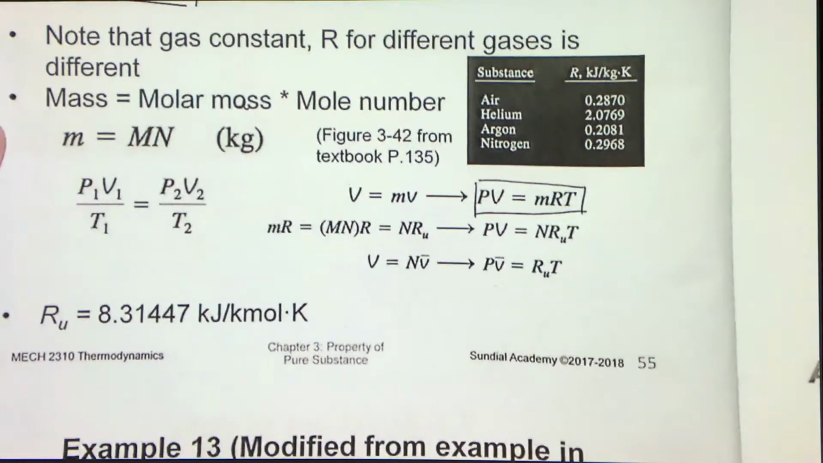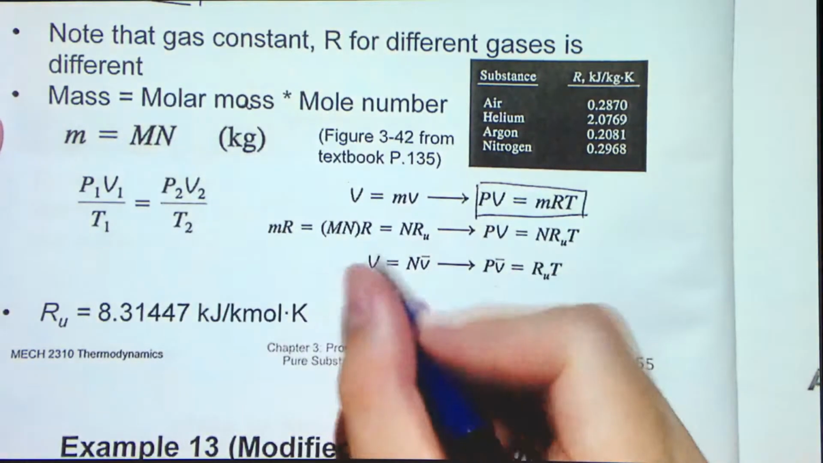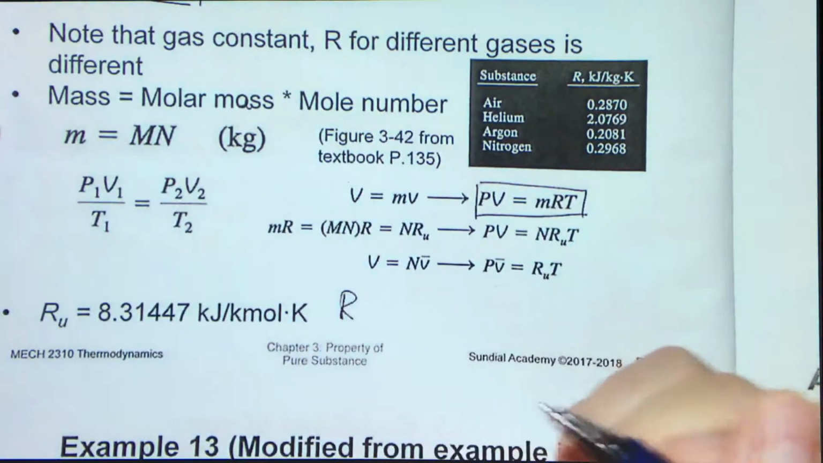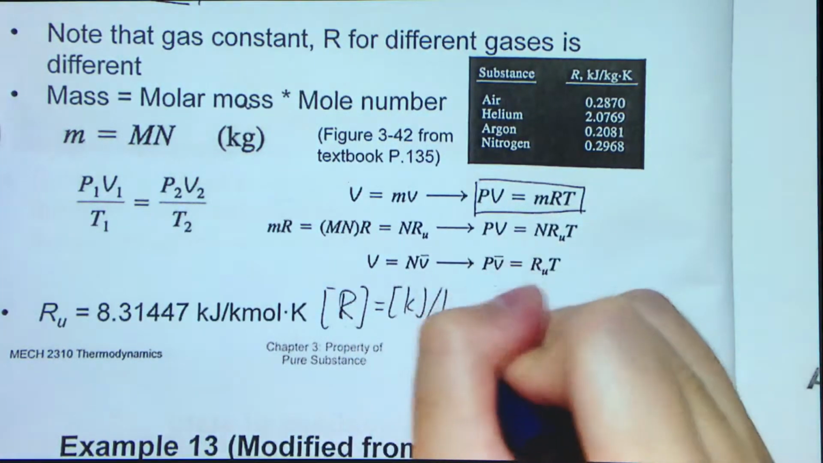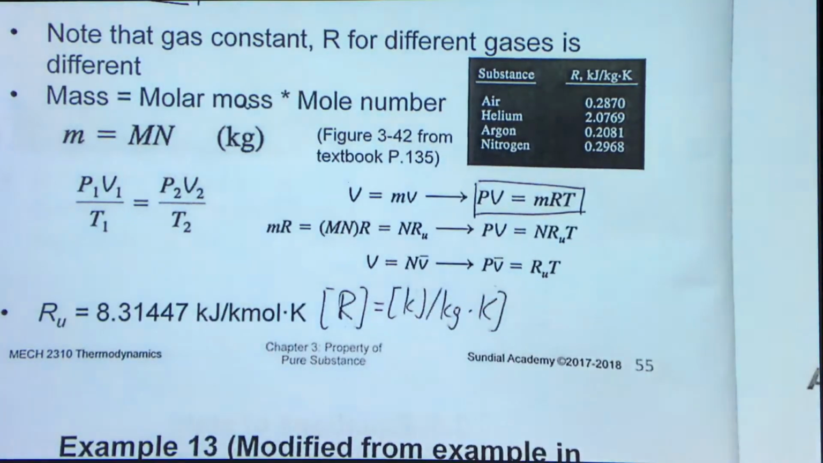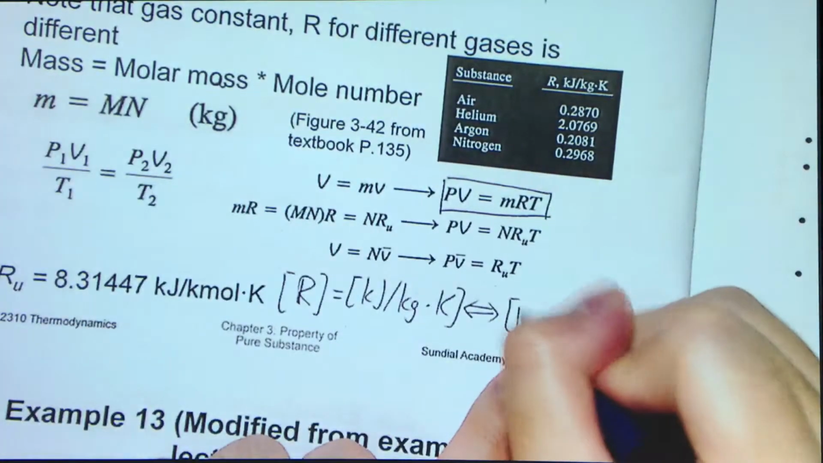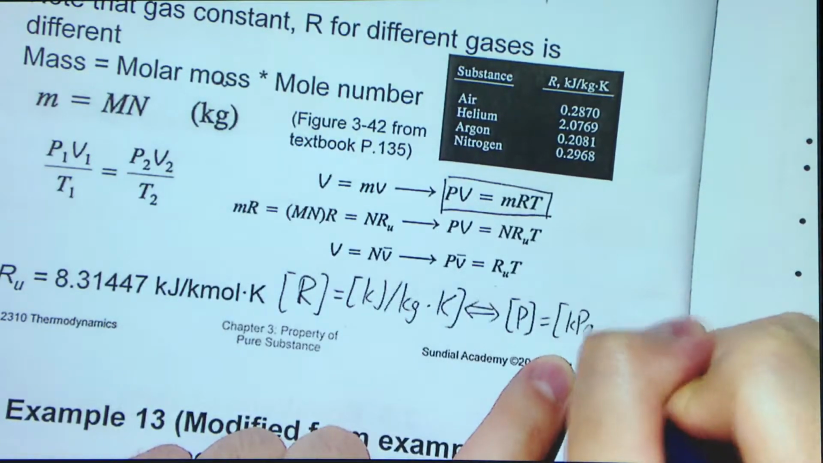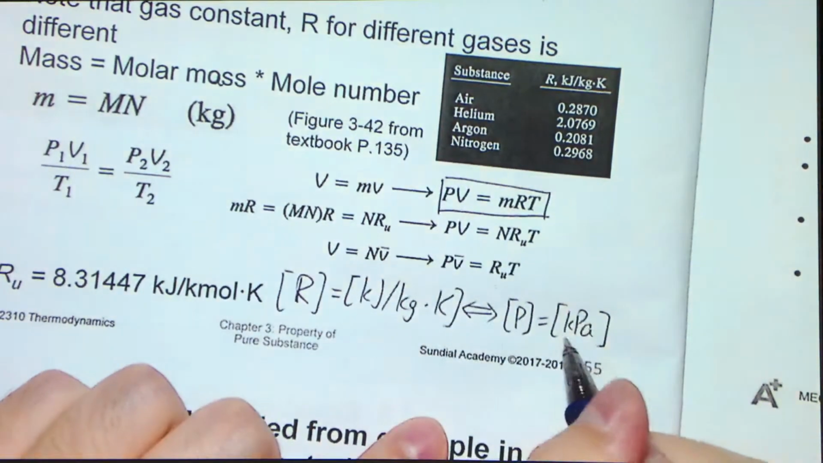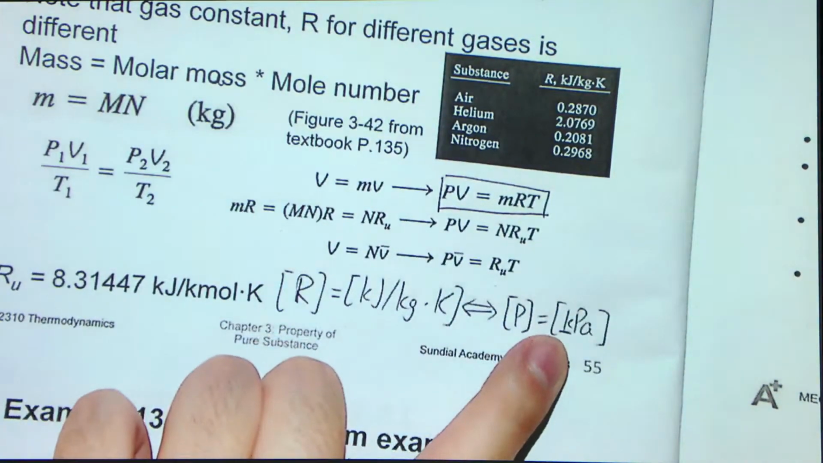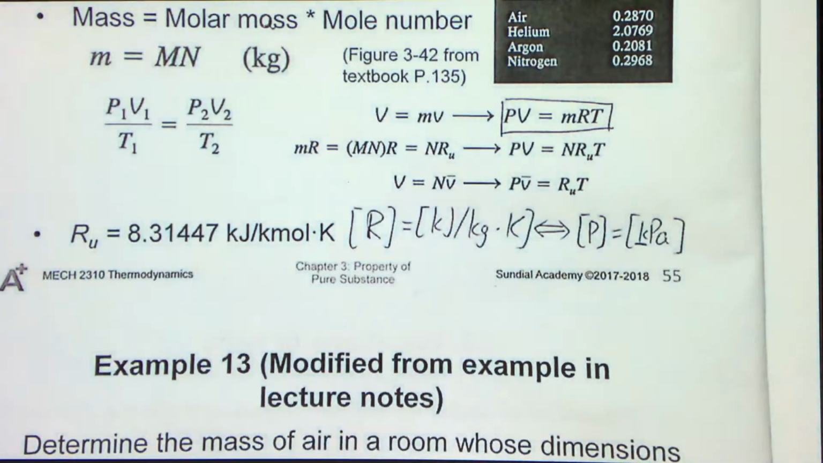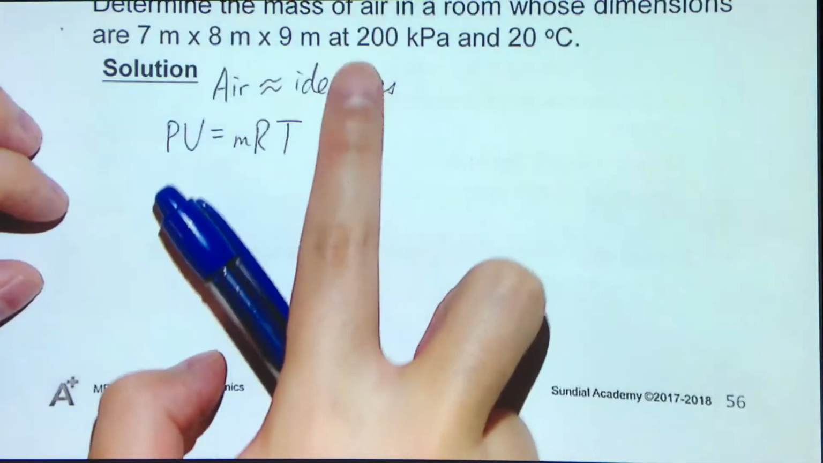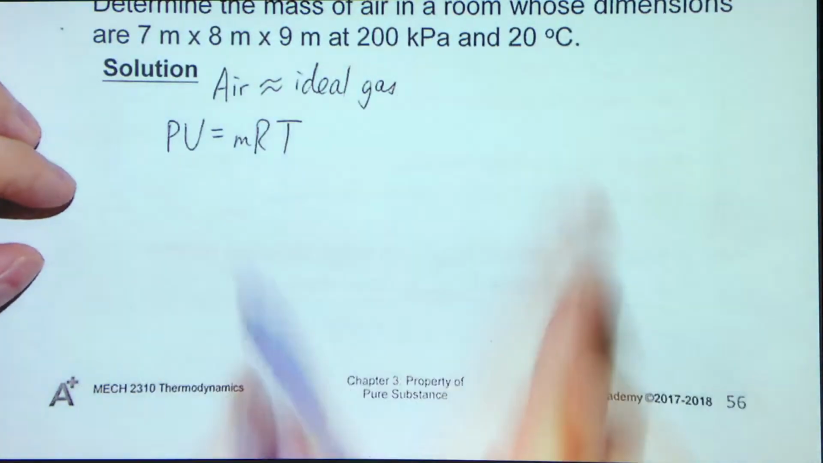I need to also remind you here, for R, if it has a dimension of kilojoule per kg per Kelvin, then it means that pressure will have a unit of kilopascal. If you have pressure not in this unit, then you need to convert it to kilopascal. So the first thing is that you need to check the unit, whether it's in kilopascal or not. If it's not, then you need to convert it. But here, we have 200 kilopascal.